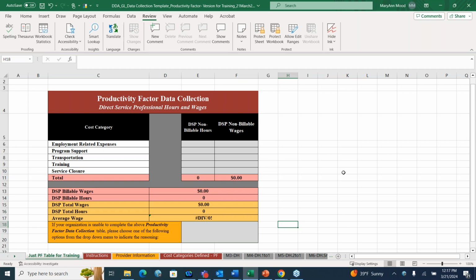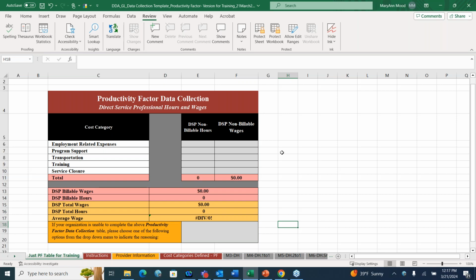It's a table that you'll see at the bottom of each of the day habilitation tabs, and it's where you're going to be entering information about non-billable time related to 4 cost categories: employment-related expenses, program support, transportation, and training. In addition to those 4 cost categories, you'll also enter information about service closures.